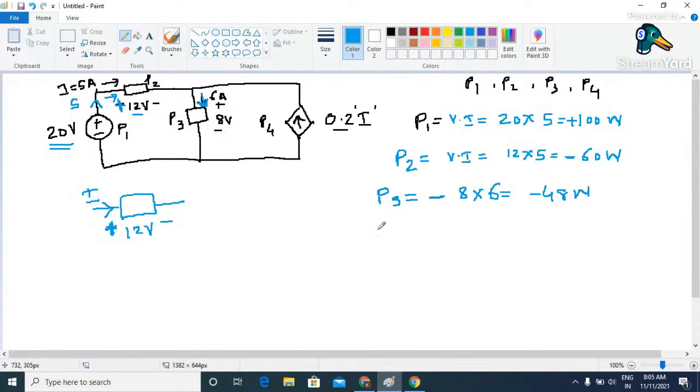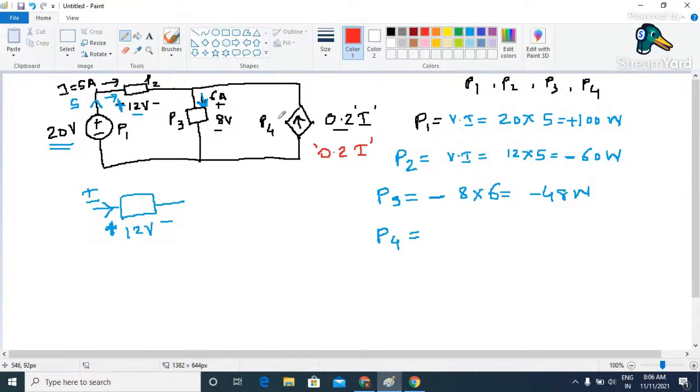Now let us try to calculate the value of power across element 4, which is nothing but P4. Now this is a kind of your dependent source. So first of all, we have to calculate what is the value of this current controlled current source. Now see here, the magnitude of this current controlled current source is defined like 0.2 into I. That means it is a kind of your current source, and the magnitude of this current source is dependent on the value of current I.